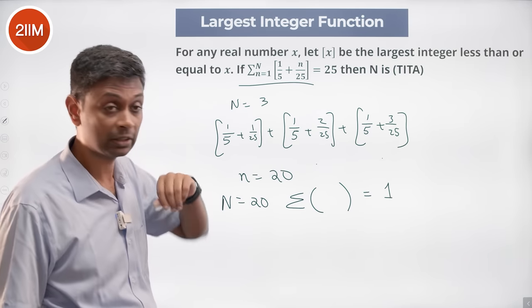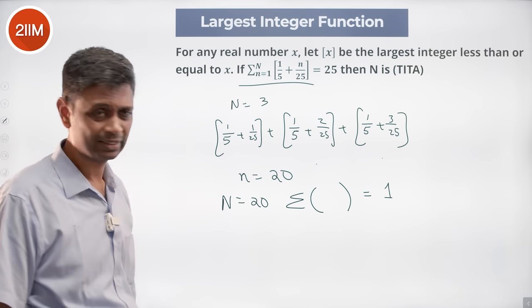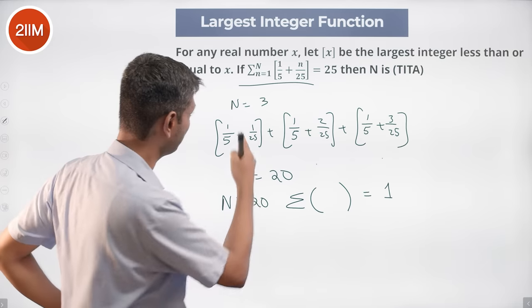We want it to be 25. So what will I do? It has to be more than 20. Maybe I'll use 21 also. And this is 1 by 5.